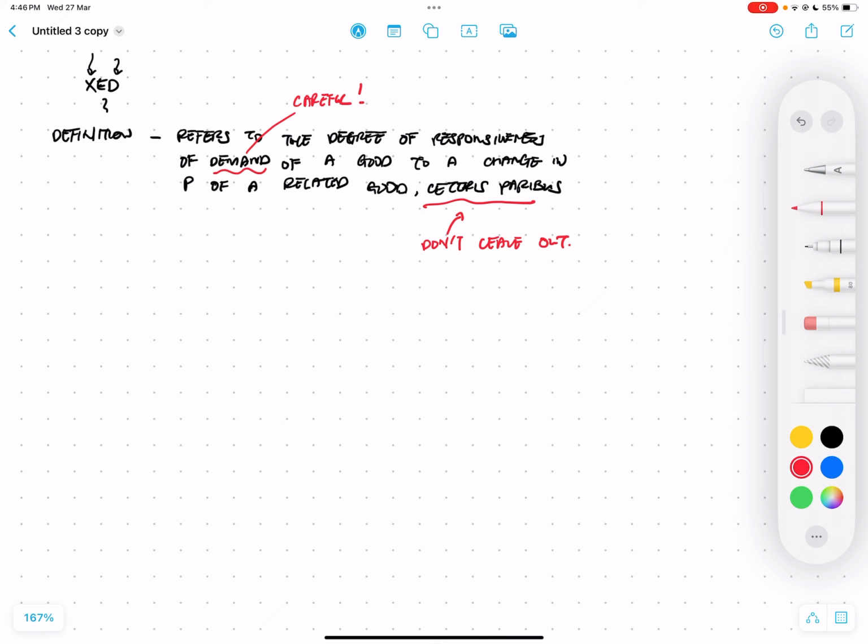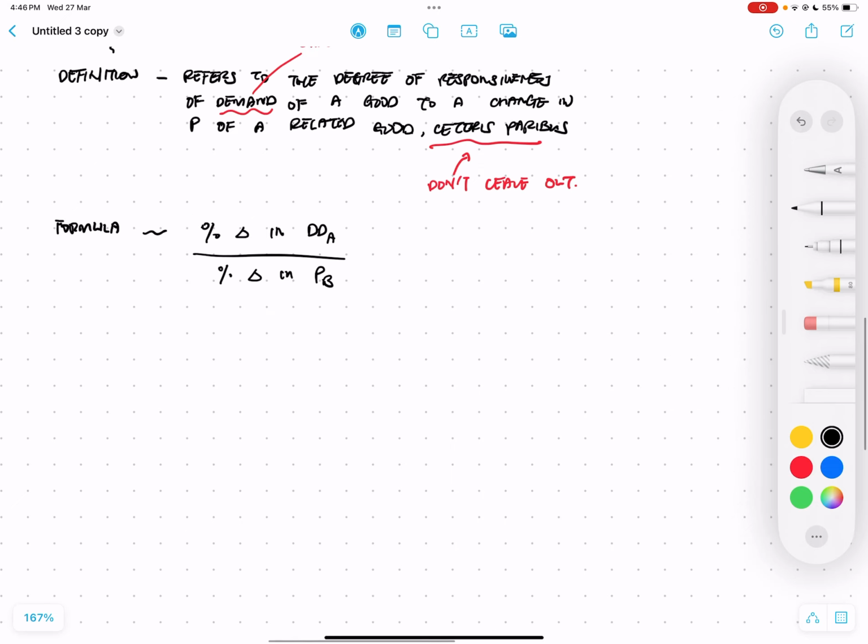Okay. So the second thing you talk about usually is the formula. Formula wise, it's the percentage change in demand of a good, let's say A, with reference to the percentage change in the price of good B, right? Okay, so if you do the math, then basically the values can exist on a number line. So it can be either positive or negative, right? If it's positive, it's a substitute. If it's negative, it's a complement.